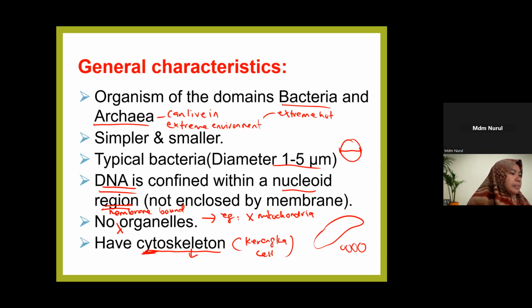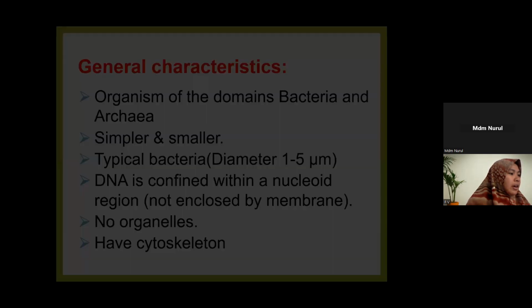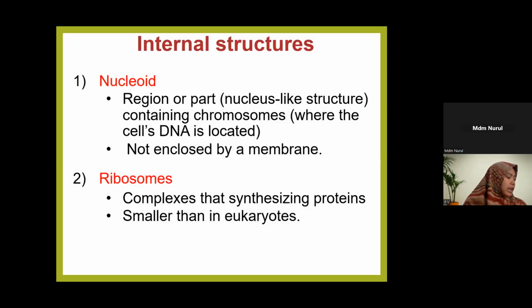Alright, next. Okay, let's go into the detailed structure of each component. Number 1, nucleoid. When I say nucleoid, can you imagine where the nucleoid is? If you can imagine where, it means you already have it here. Nucleoid is the region or part that contains the chromosome, the area where the chromosome is located, or where the DNA is located. That is what we call the nucleoid region.